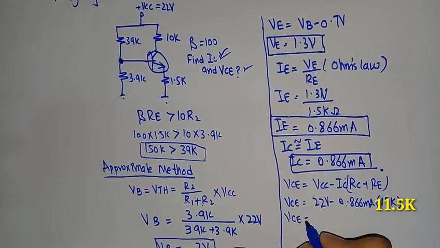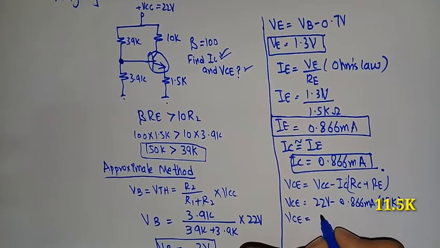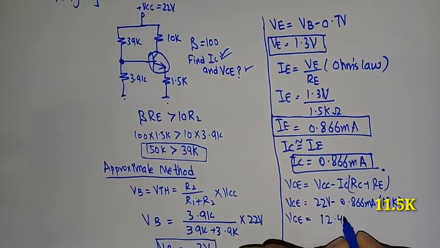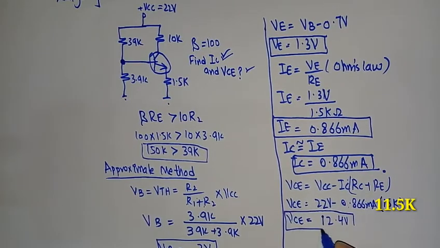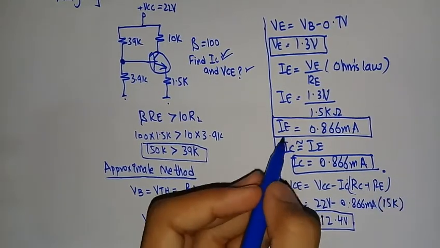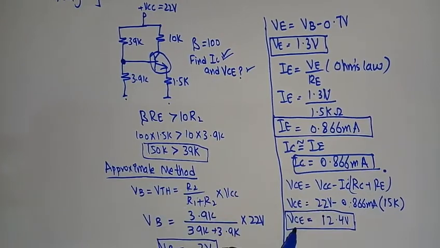So VCE will be equal to 12.4 volts. So guys, we have found both of the values of IC and VCE.